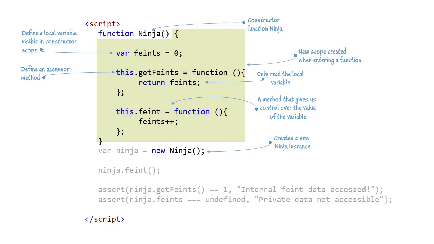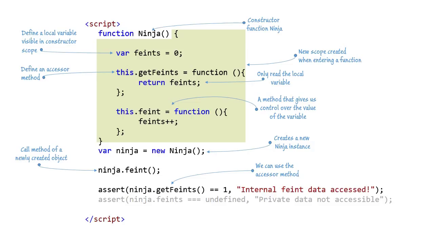After the constructor has been defined, we can use it to create new objects. And we can call methods on the newly created object. Finally, we can test that we can use the accessor method to obtain the value of the private variable, but that we cannot access it directly. This effectively prevents us from being able to make uncontrolled changes to the value of the variable, just as if it were a private variable in other object-oriented languages.